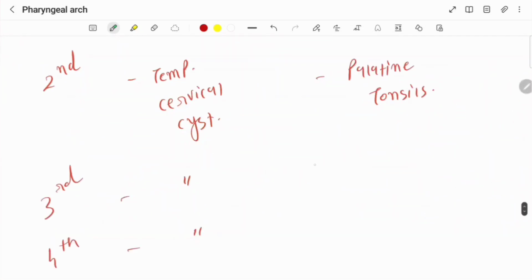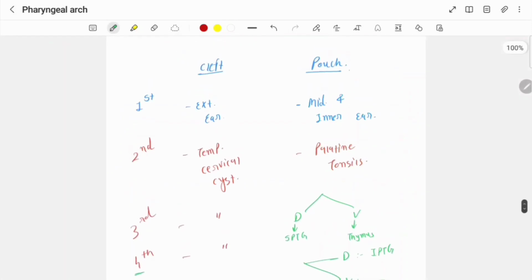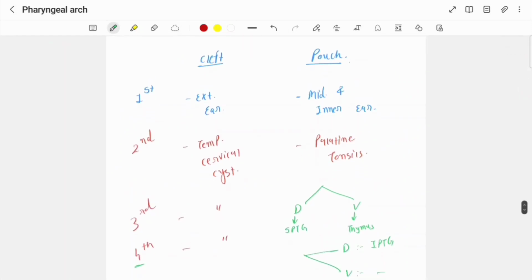In the third pharyngeal pouch, we have two wings, dorsal wing and ventral wing. The dorsal wing gives rise to the superior parathyroid gland, and the ventral wing gives rise to the thymus gland. Then the fourth pharyngeal pouch again has two wings, dorsal and ventral. Dorsal will give rise to the inferior parathyroid gland, ventral gives rise to nothing. So these are the structures which form from our pharyngeal arches.